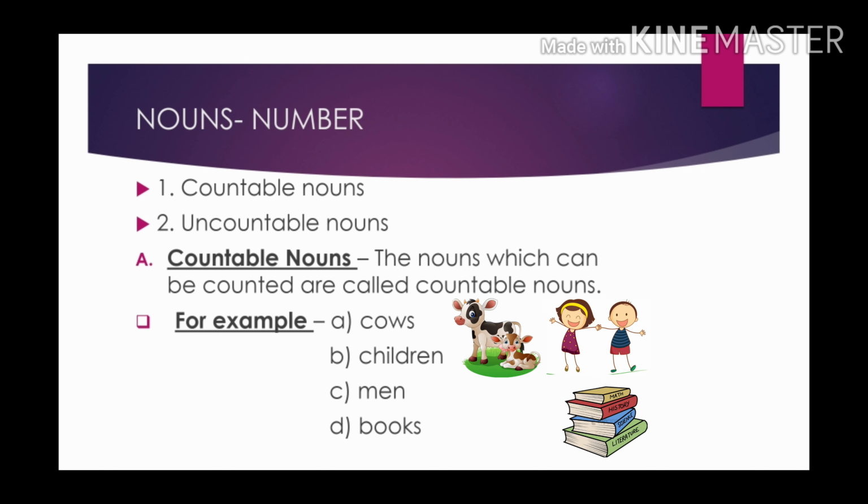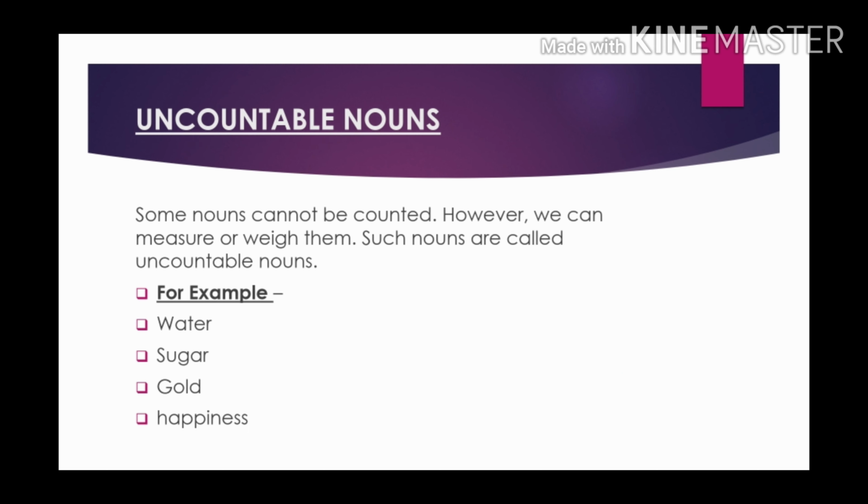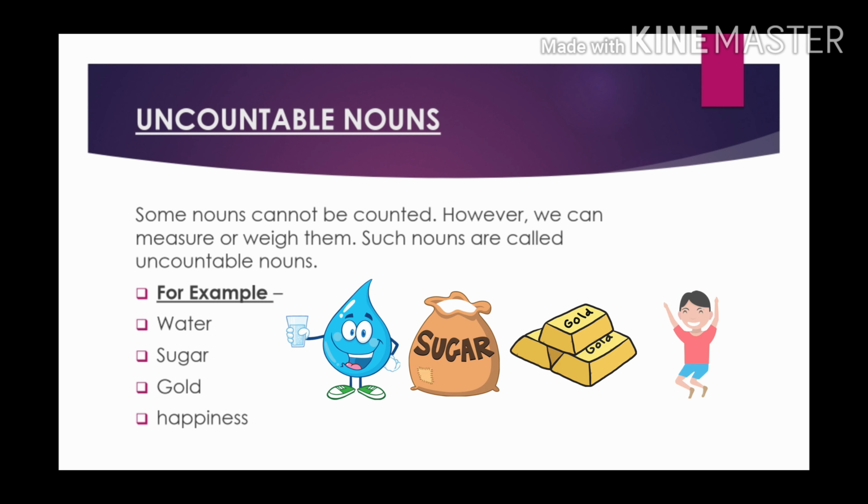And some nouns cannot be counted. However, we can measure or weigh them. Such nouns are called uncountable nouns. That means the nouns which we cannot count will be called uncountable nouns. For example, water, sugar, gold, happiness, etc. This all comes under uncountable nouns.